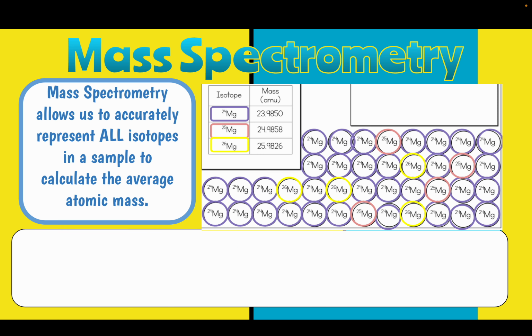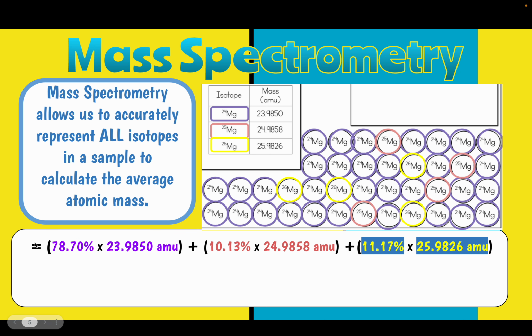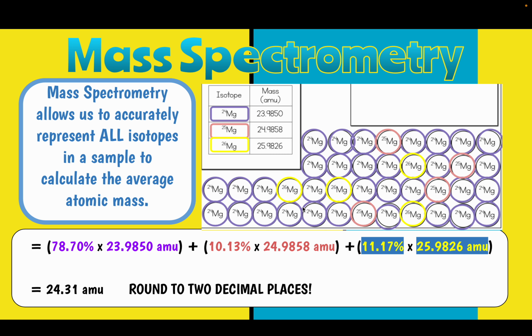Oh, sorry. One last thing that I wanted to point out. When we take a look at all of our different isotopes and what is isolated in our sample, you can see that we've represented how much of each isotope is present, and we've multiplied that by the actual weight of the sample. So our average atomic mass is able to represent all of the isotopes in a sample and give us a really good representation of what the average atomic mass is.